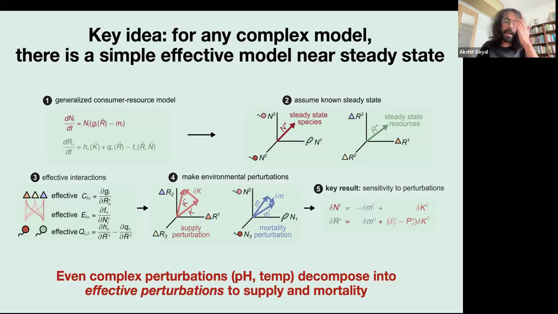So I won't go through the math of that here, but the idea is that this starts to build towards a more general framework, because now you can take kind of any perturbation, do some math on it, and ask, okay, what is the effect of that perturbation if it weren't a perturbation to pH or temperature, but instead an equivalent perturbation to supply and mortality. And using that, with this effective model and with these effective perturbations, the same math applies.